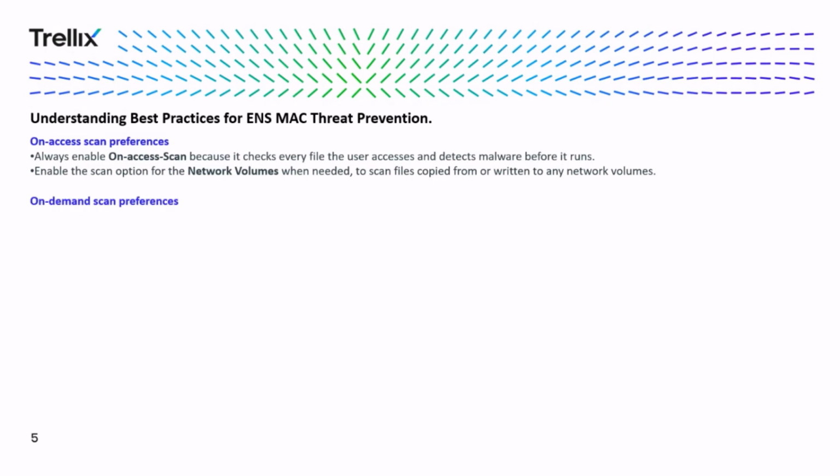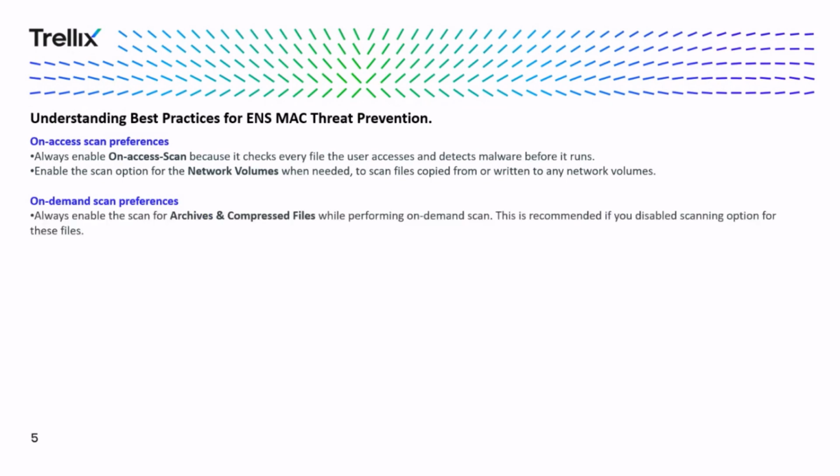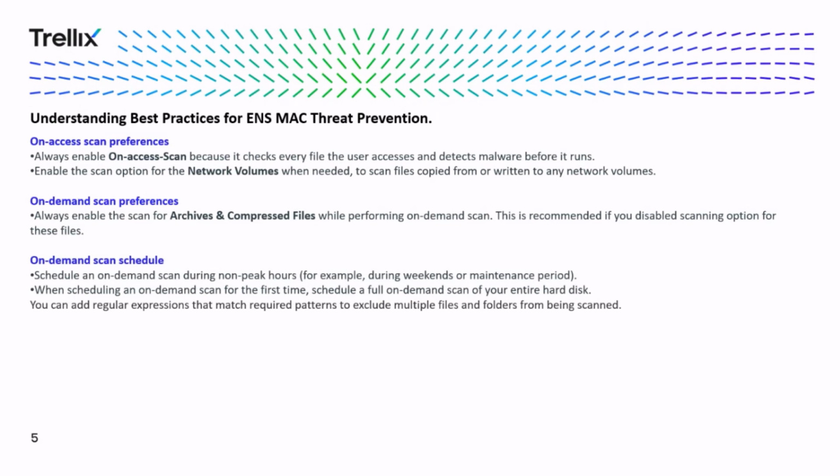Let's move on to on-demand scan preferences. Always enable scan for archives and compressed files while performing on-demand scan. This is recommended if you have disabled the scanning option for these files. Regarding on-demand scan schedule, scheduling an on-demand scan during non-peak hours is something which we recommend, as it could be performance intrusive and the completion of the scan is given preference.